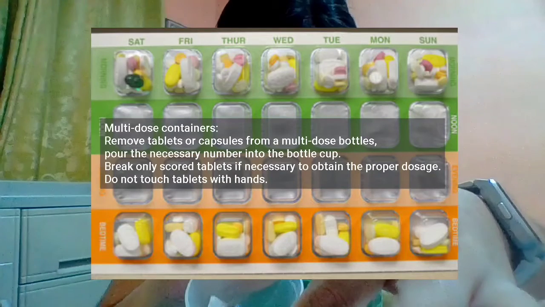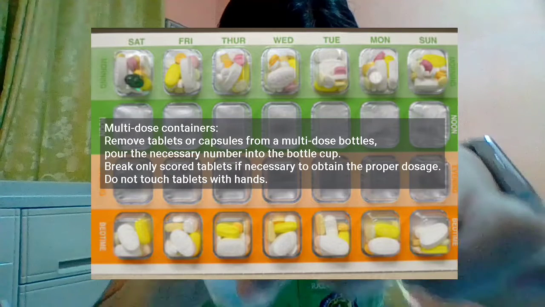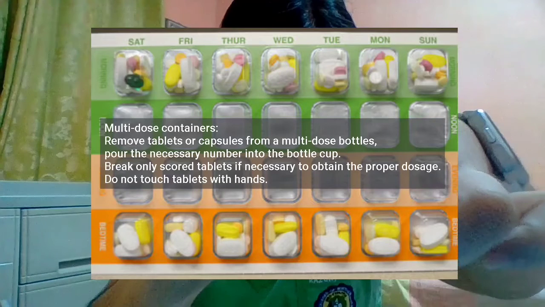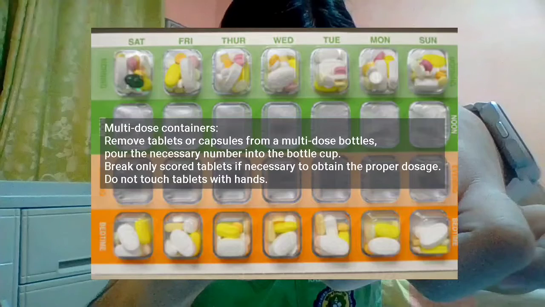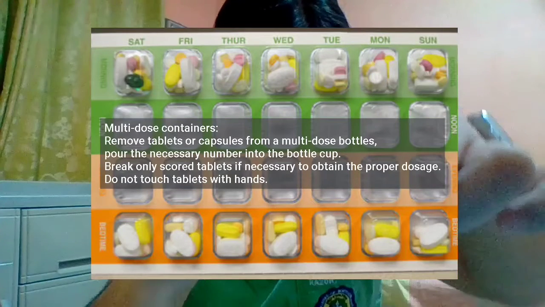For multi-dose containers, remove tablets or capsules from a multi-dose bottle. Pour the necessary number into the bottle cap and then place the tablets in a medication cup. Break only scored tablets if necessary to obtain the proper dosage. Do not touch tablets with hands.